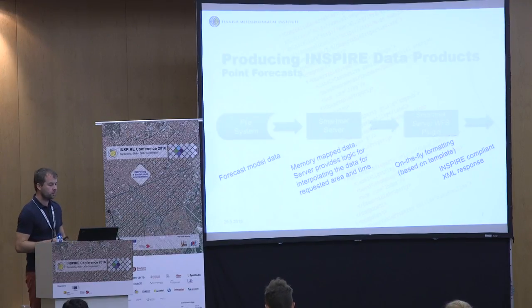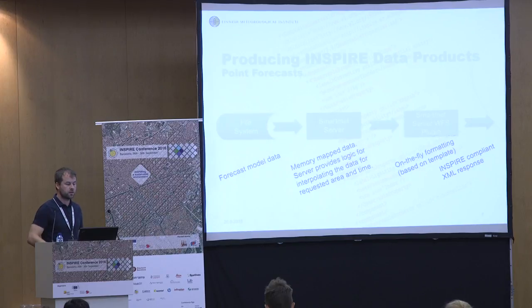And the production of point forecast is basically we have the forecast model data on the file system, and our server reads it into memory, holds everything in memory. It's a memory map technology. And then we have our web feature service plugin, which is the interface to the data, and it gives the formatted INSPIRE compliant XML, GML response back to the user.